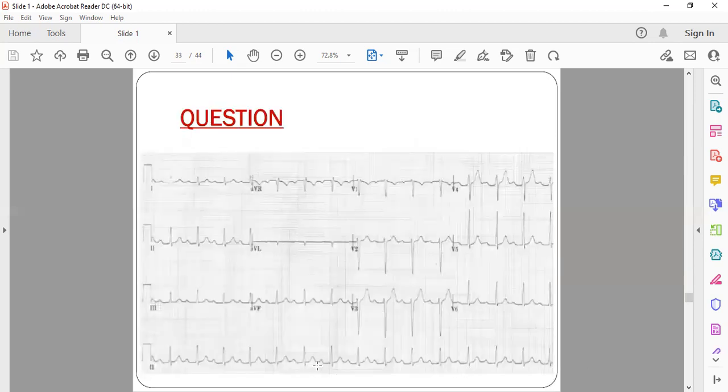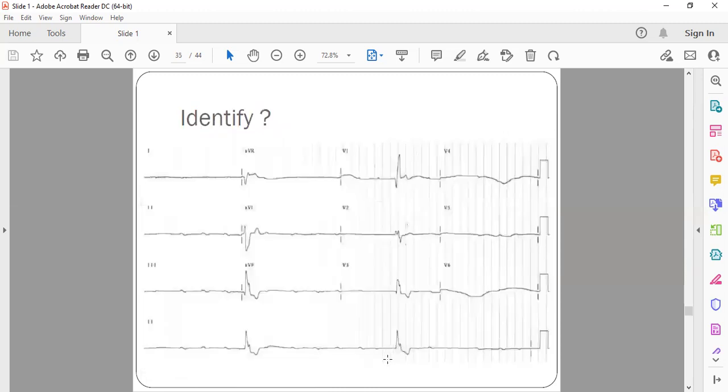Now you can see here this PR is definitely prolonged. It is around 6 to 7 small squares, and prolonged similarly in all the leads, and there is no dropped beat. So it doesn't come under Mobitz 1. It is a first degree heart block.